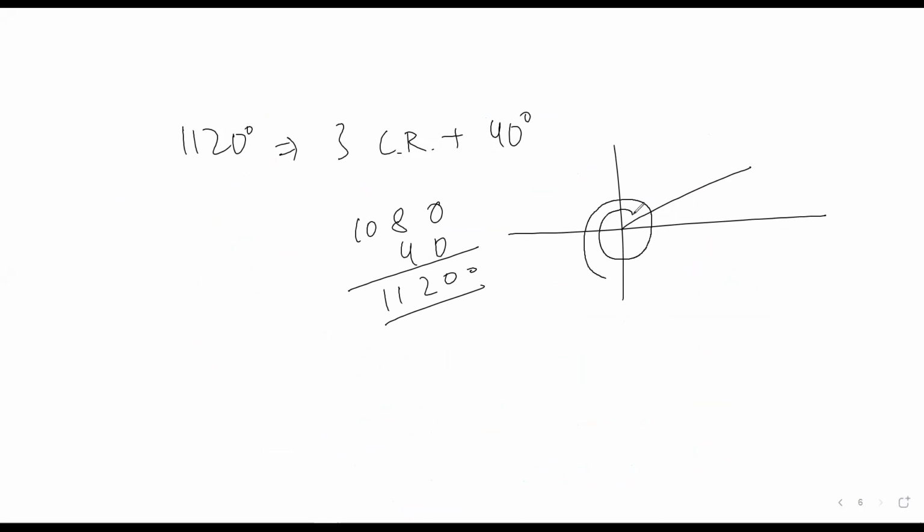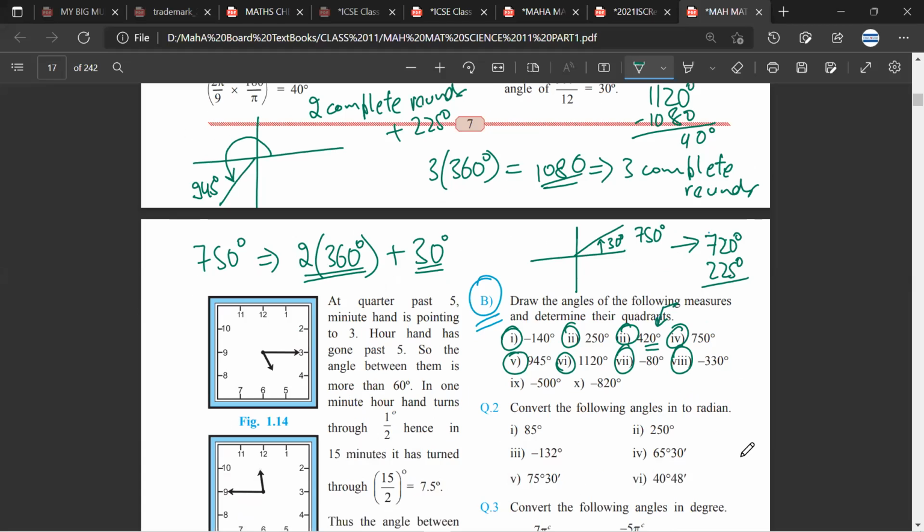And how do I represent this? This is one round, this is second round, this is third round. 3 complete rounds, right? From here, one complete round till here, 2 complete rounds till here, 3 complete rounds till here, and then I take 40 degrees, add 40 more. Any doubt? So 1120 is done.